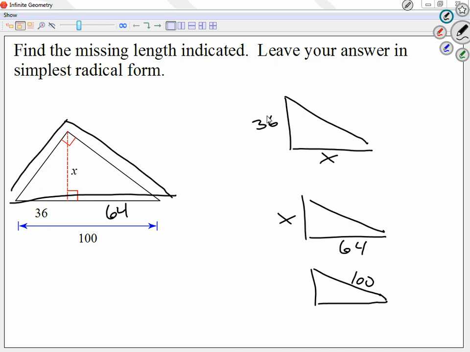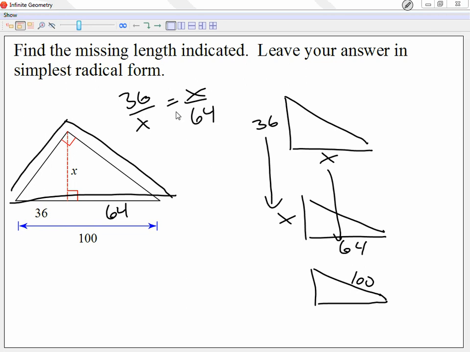So from the information that I have here, 36 is equal to X. I notice my 36 on the other triangle becomes X, and X becomes 64. So I'm going to simplify if I could. In this case, we cannot, because I cannot go up and down or sideways. There's no way I can simplify. So I'm going to cross multiply.